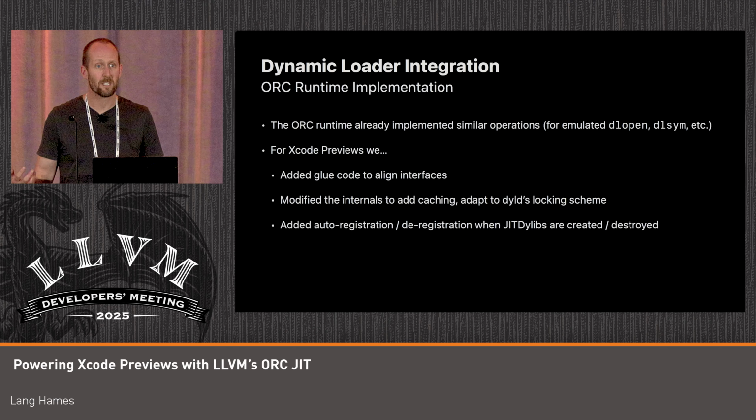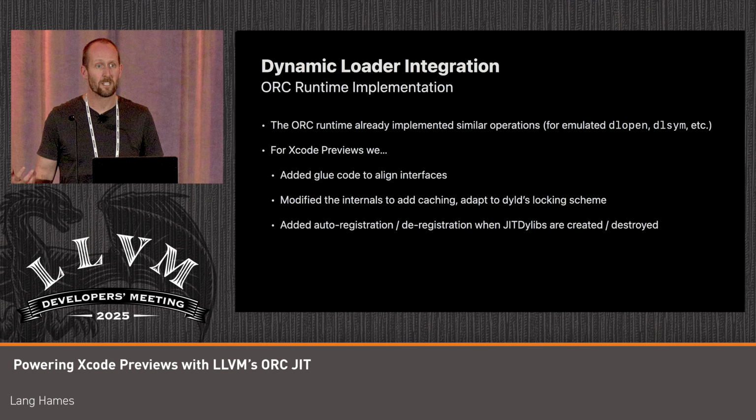So I wanted to run through an example of what it looks like for precompiled code to bind against JITted code in this world. So we've got our executing process running the system dynamic loader and containing the ORC runtime, and separately our controller process has our Previews JIT in it. And let's say we're in the middle of opening a precompiled library called libfoo, which contains an external reference to a symbol bar that we need to bind up.